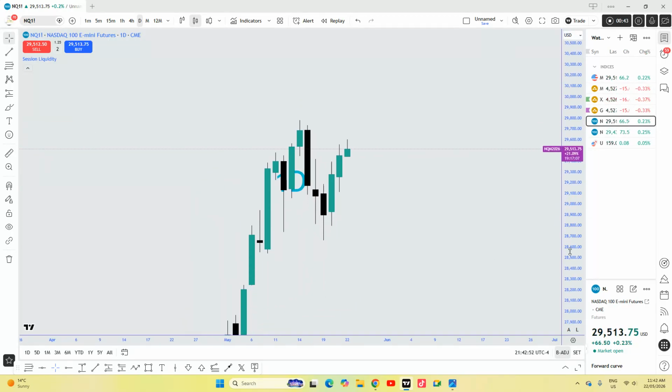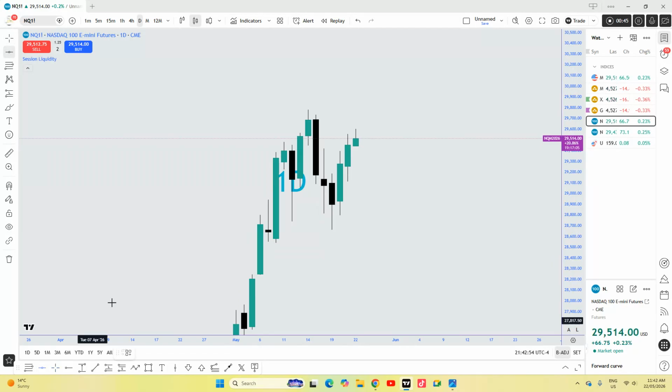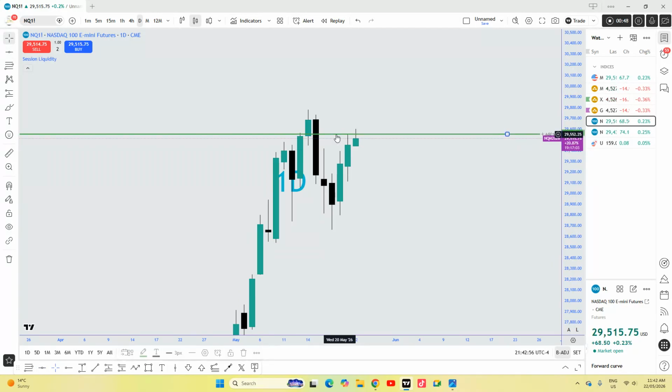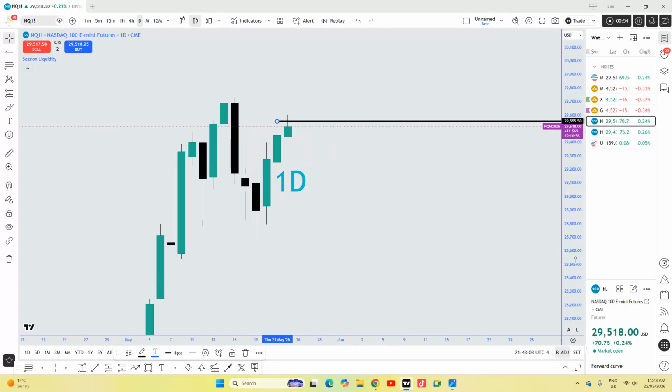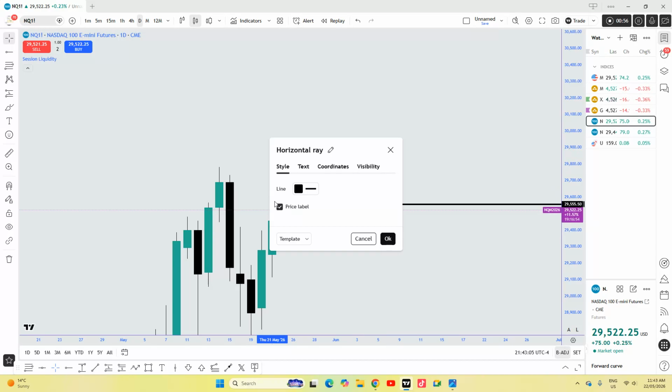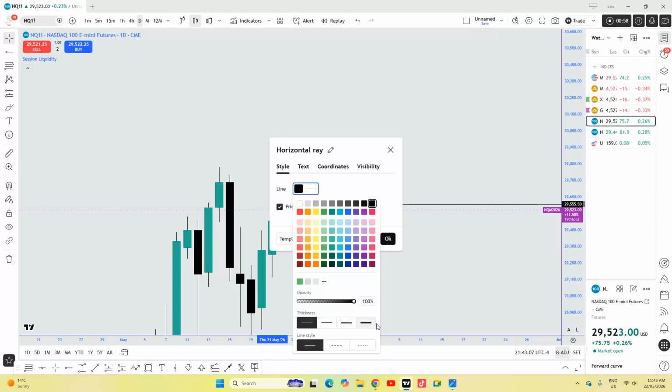We started by going to the daily time frame on Nasdaq here. We marked the previous day high right there. Okay, you see that? So let's use this line here. All right, so let's reduce this thickness to that.